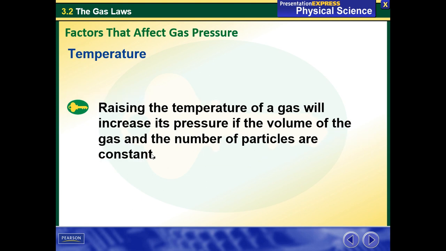Focusing on temperature, it says raising the temperature of a gas will increase its pressure if the volume of the gas and number of particles are constant. And when I say constant, it means kept the same. So again, if temperature increases, my pressure will also increase. Again, this is a direct proportion because the arrows are going in the same way. And that means if temperature decreased, pressure would also decrease as well.